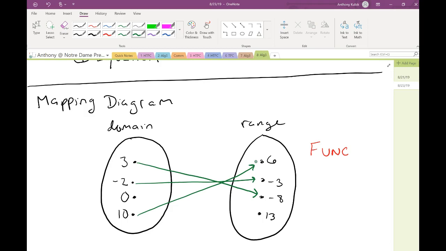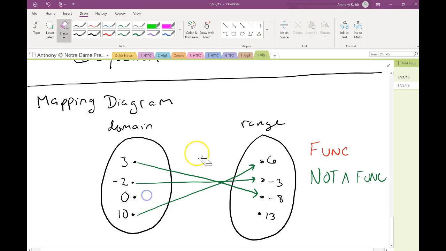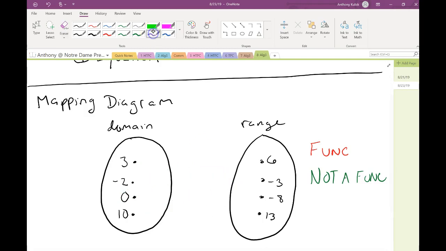So if we look at this one, is this a function? No. What's the problem? Great. So we have a member of our domain that's not used. So that's not a function, because 0 doesn't go anywhere. Everybody okay with that idea? Okay. Let's do another.